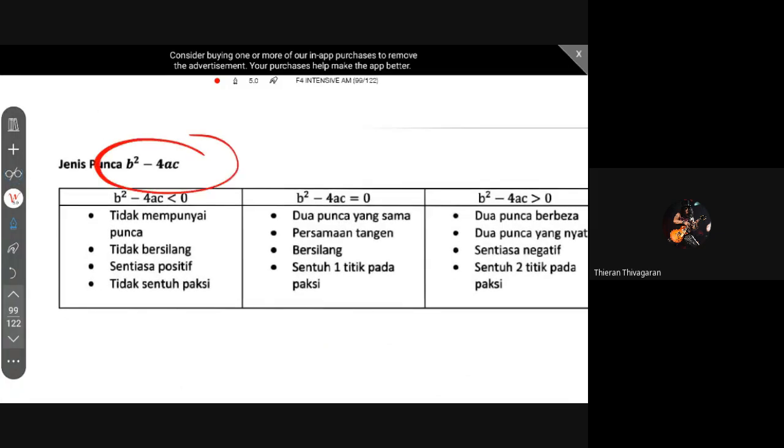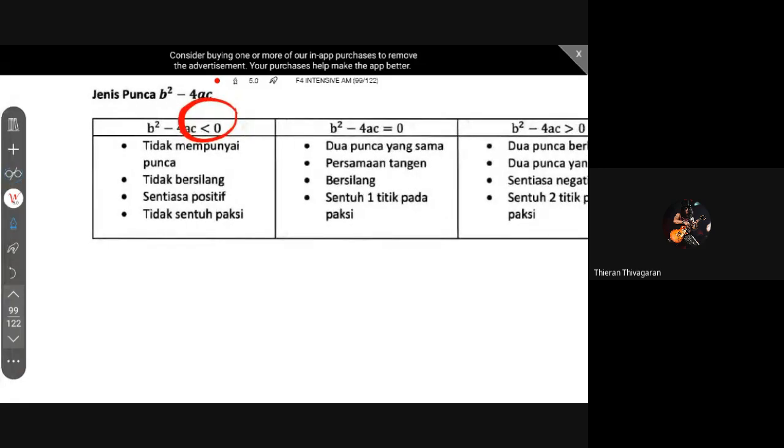Types of roots. Jenis punca B kuasa 2 tolak 4 AC. So let's say less than 0. So if you all want to understand this better, saya boleh lakar graph untuk kamu semua. This one I got good technique for you guys. Semua suka tak guys? Cerita cinta. Do you all want to learn a love story now in maths? Semua nak dengar ke? Saya boleh guna 3 yang ni untuk ceritakan kat kamu. Satu cerita cinta. A love story over here.